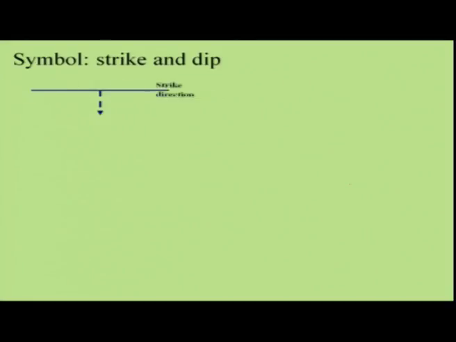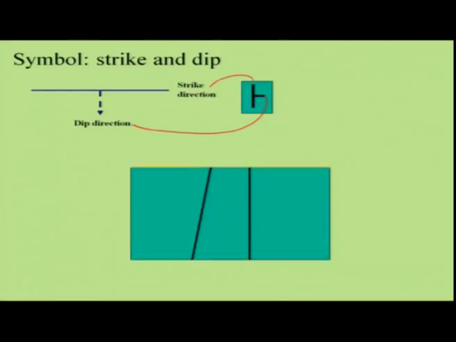This is the symbol which you will find in most geological maps, which shows one bigger horizontal line and exactly perpendicular to it a smaller one. This one is your strike direction, and this one is your dip direction. Here we are considering that the beds are dipping, and we are looking at the true dip.